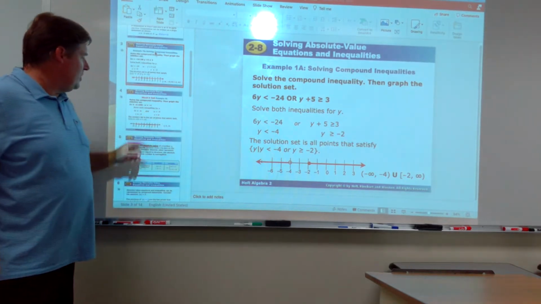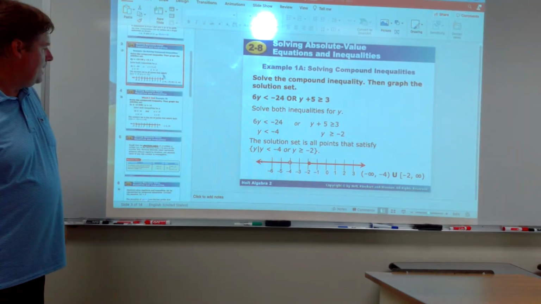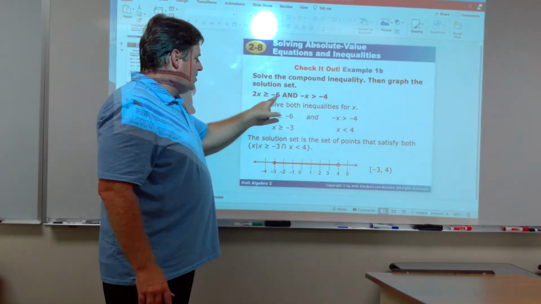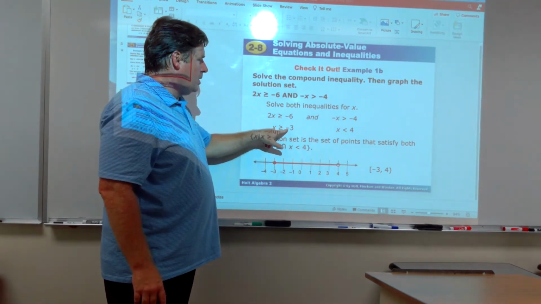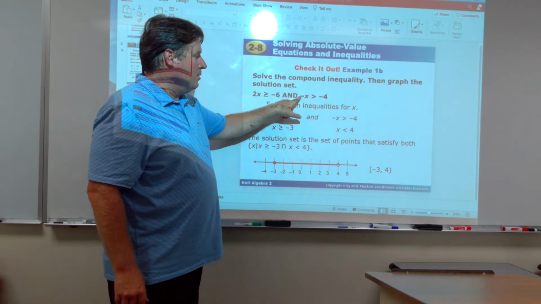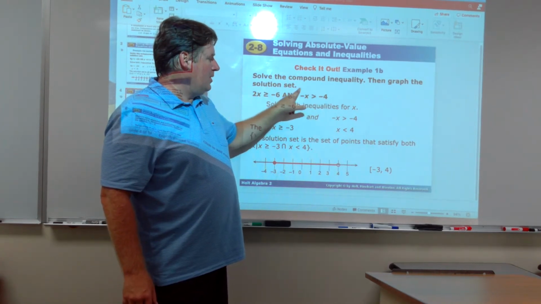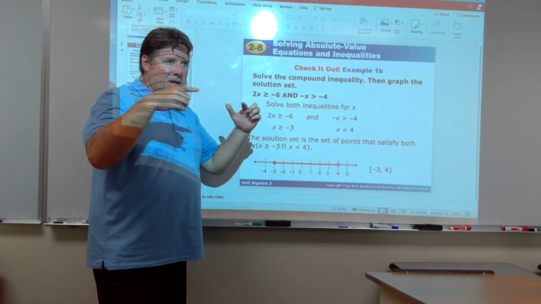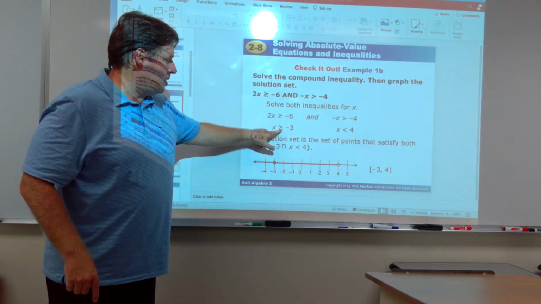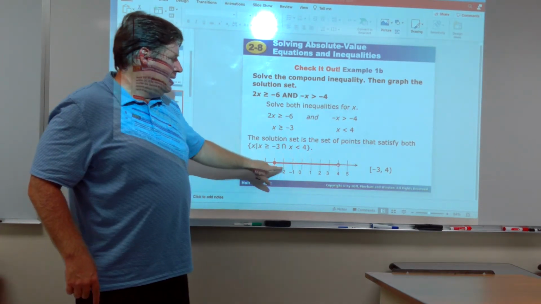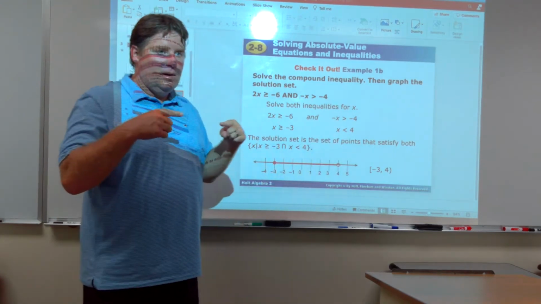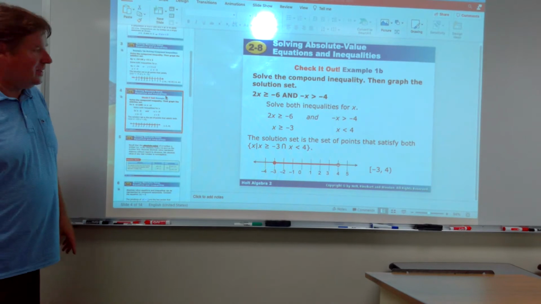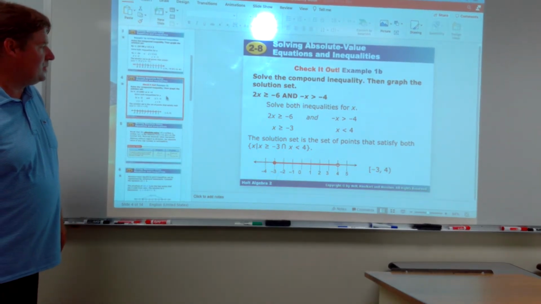Now we can do the same thing for a conjunction as well. If we have that, just again, solve each one. Divide by 2, so x is greater than or equal to -3. And now remember, if we divide by -1, we got to flip the sign, so x is going to be less than 4. So basically we're going to be in between -3 and 4. Make sure there's a closed circle at -3 and an open circle at 4. All right, so we have those conjunctions and disjunctions. That's going to lead us into solving for absolute value.